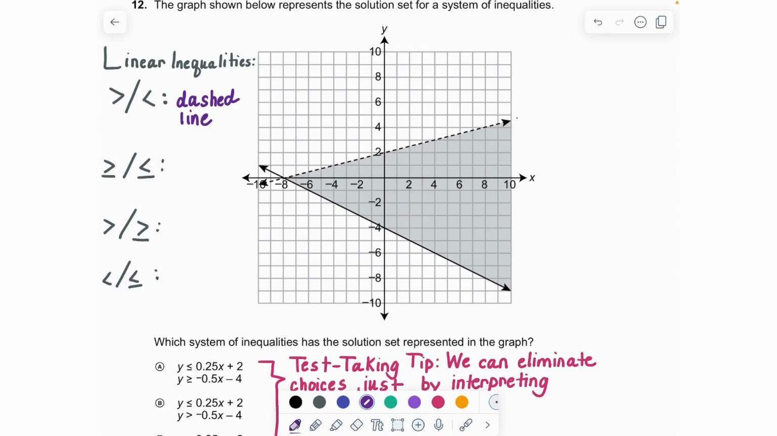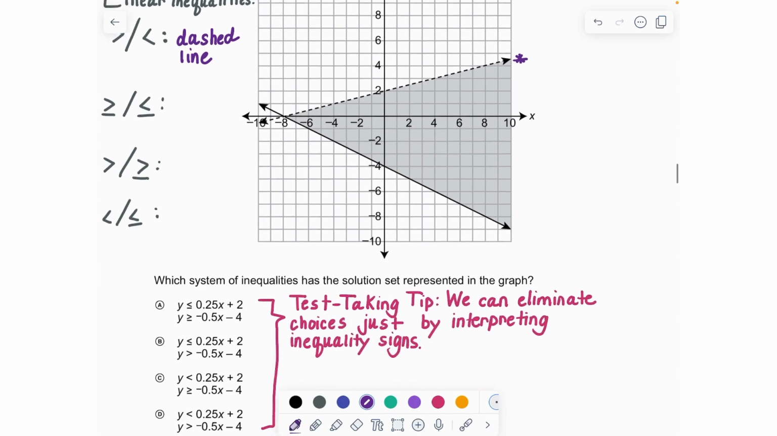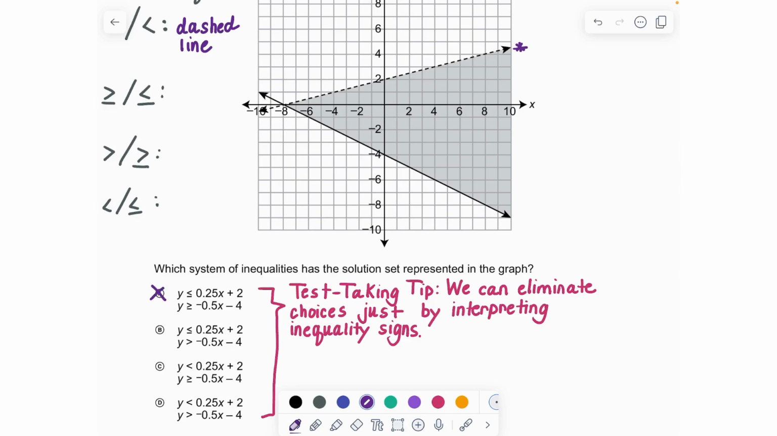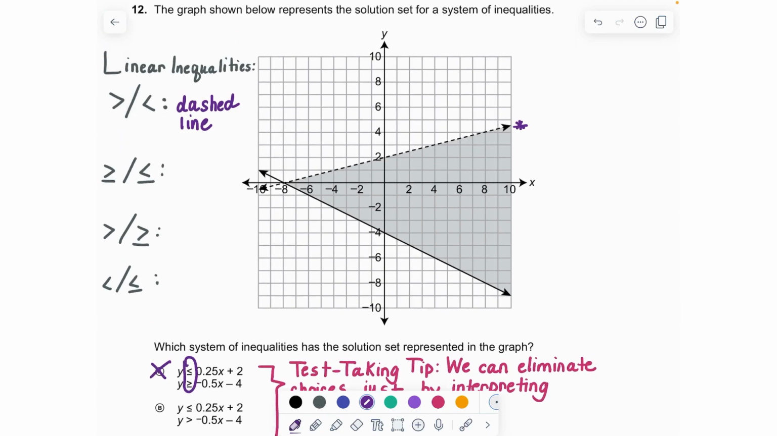So we see that here. So that tells us that one of our inequalities does not have a line underneath it. And so right off the bat, I can eliminate choice A because both of those inequalities have lines underneath them. So they shouldn't, neither of them would have been dashed in choice A.